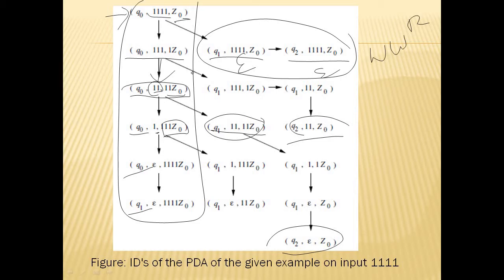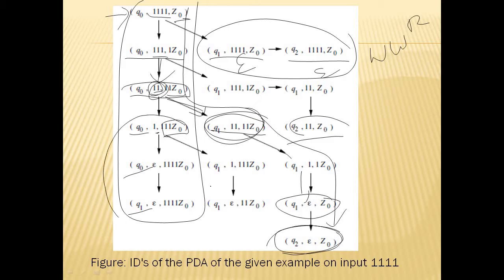Means from here, this is the arrow mark which we are going to represent. So from here, 1 is input, and here is 1 input. Then after we need to go with epsilon move, Q1, and here we are processing with 1 input and another 1 input, and with epsilon move we are going to Q2. And this is the wrong way. The method which we chose is the wrong choice.